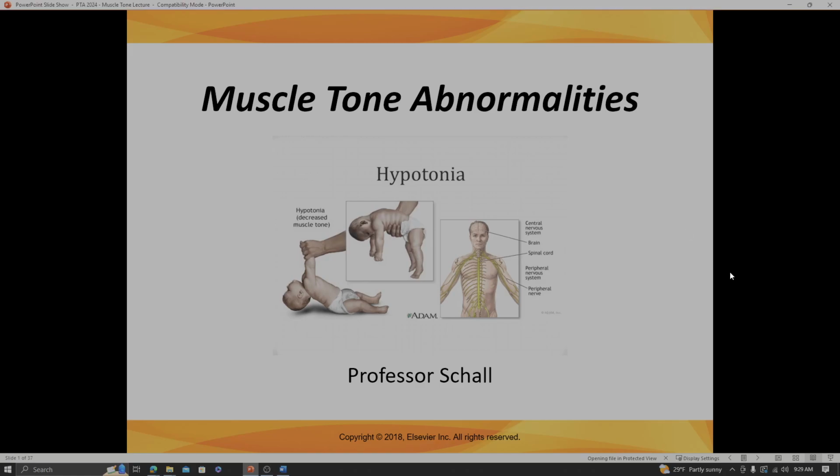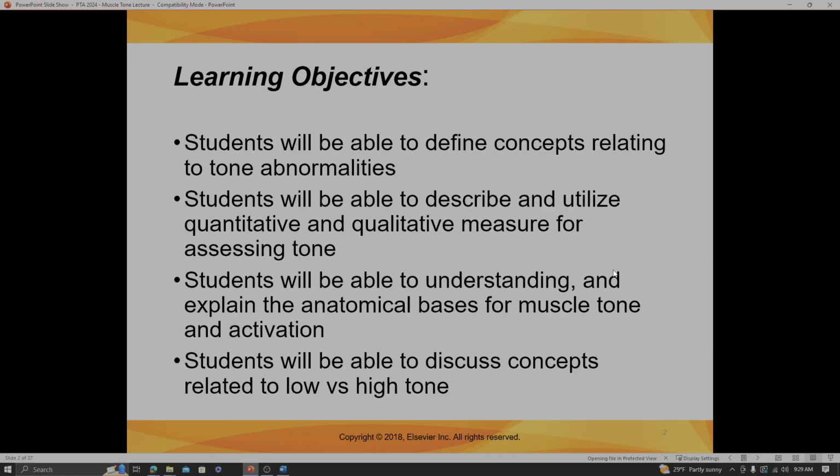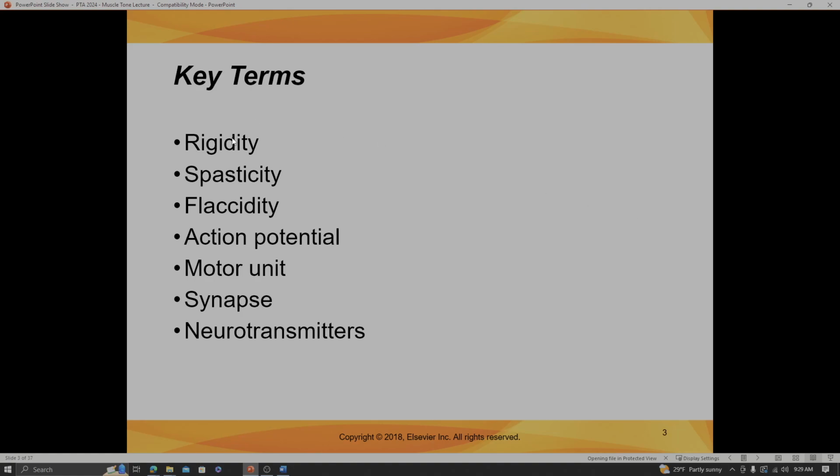So muscle tone abnormalities. Skip over these. The reason the key terms are here is because they're important. So you should have a good understanding of each one of these key terms, specifically the differences between rigidity, spasticity, and flaccidity. Flaccidity, geez, sorry.